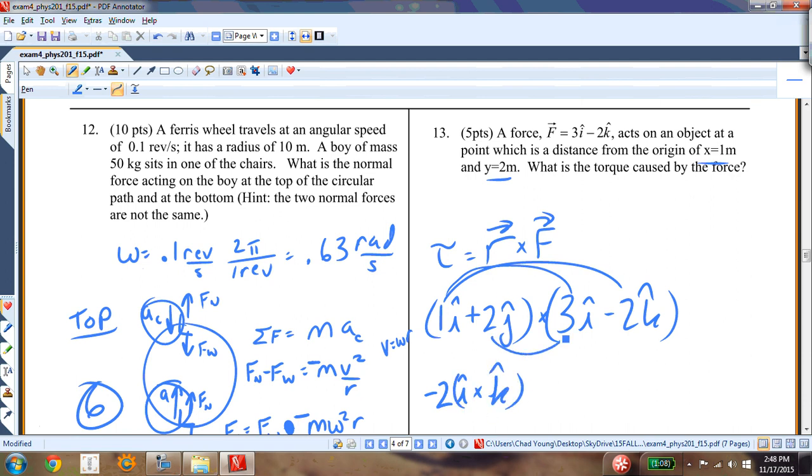Inner, plus 6J cross I. And then last is minus 4J cross K.